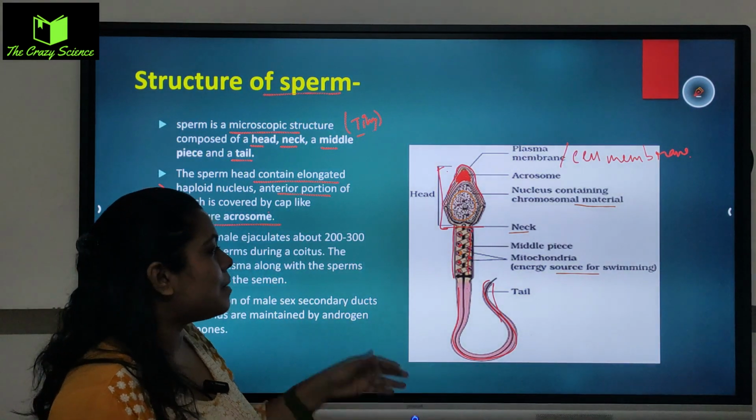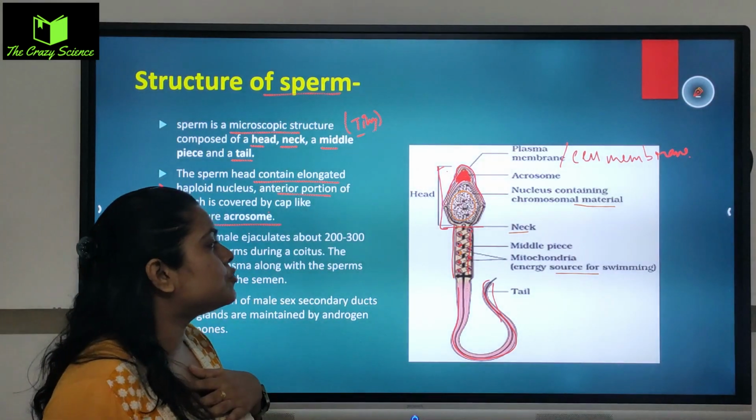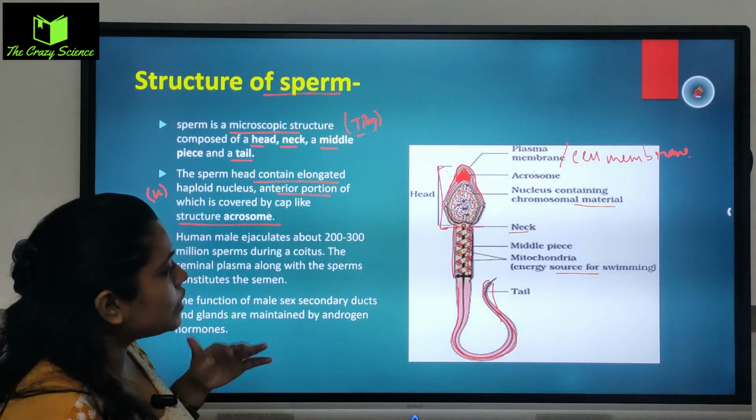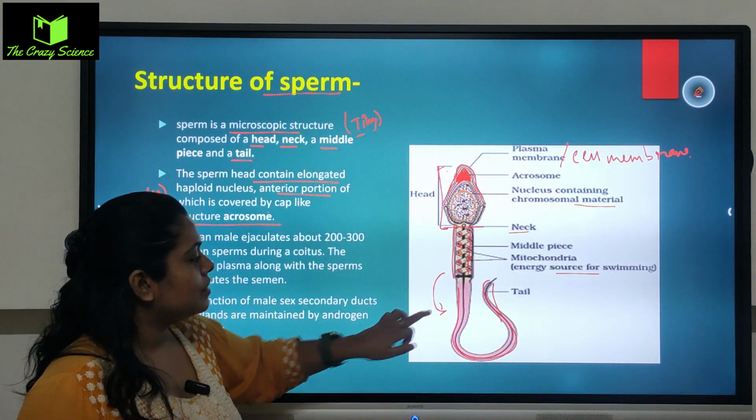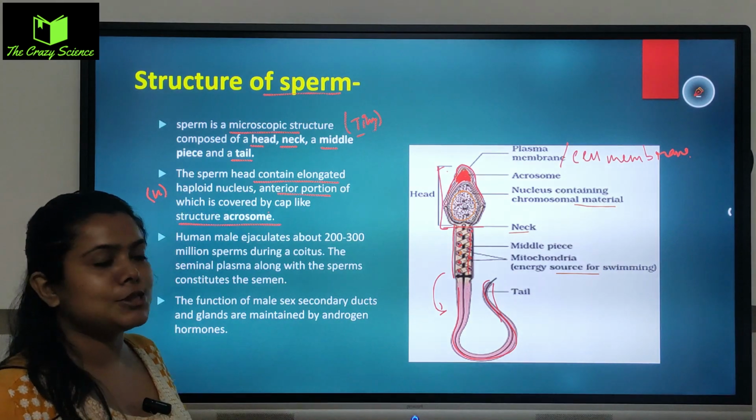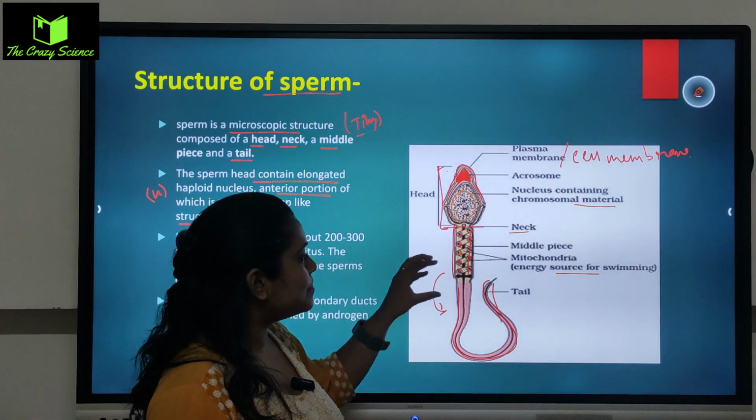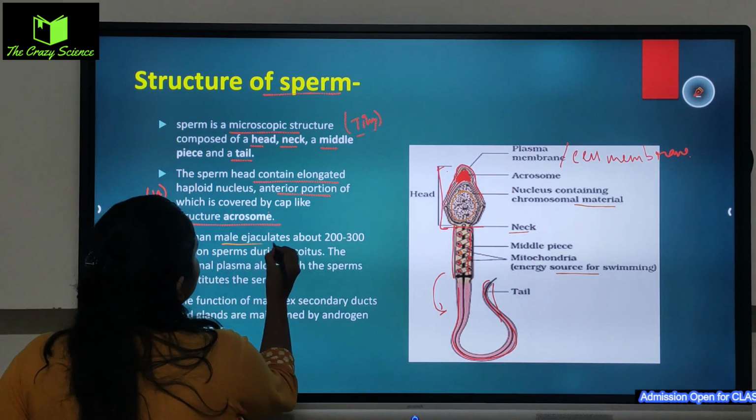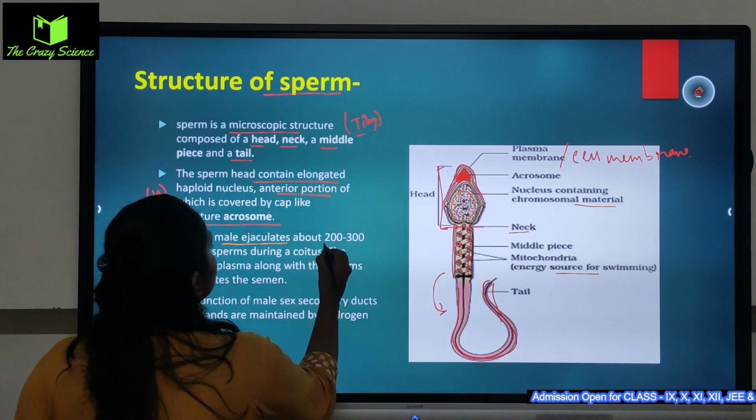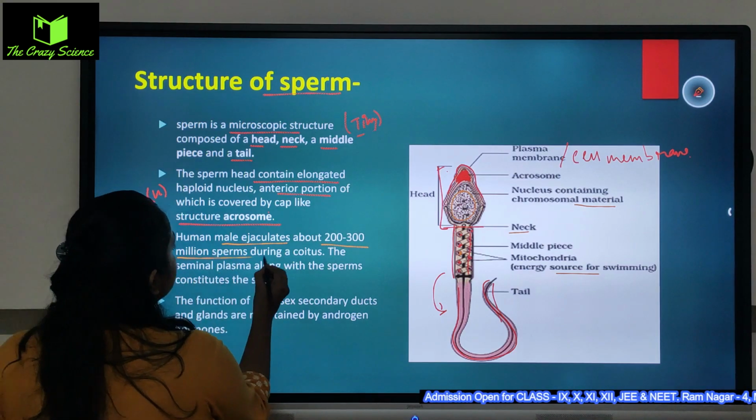For that purpose swimming is important. Energy is important for swimming, and the tail provides that. Otherwise there would be no need for it. So these are the different parts: head, neck, middle piece and the tail. These are the 4 parts. The male ejaculates about 200 to 300 million sperm during the coitus.